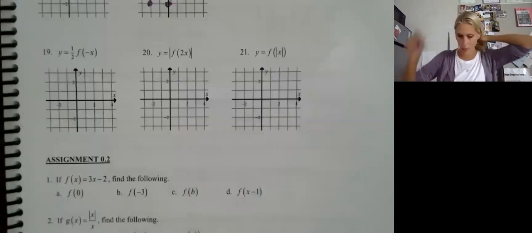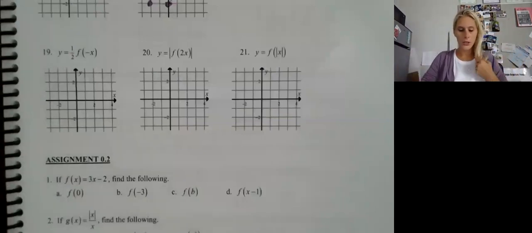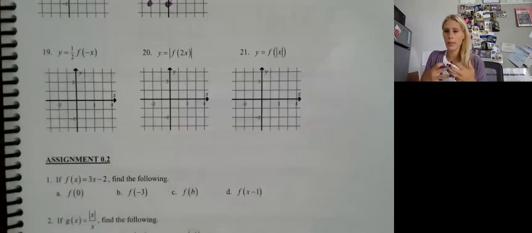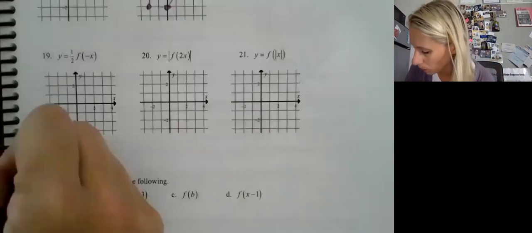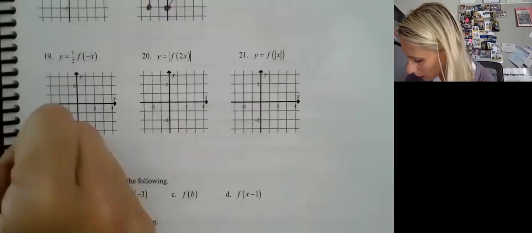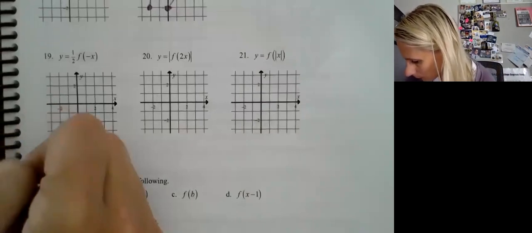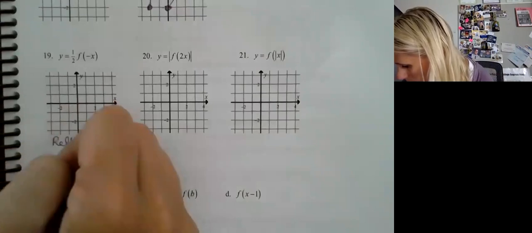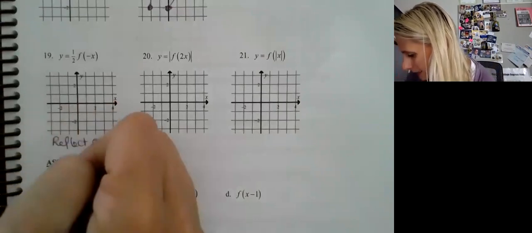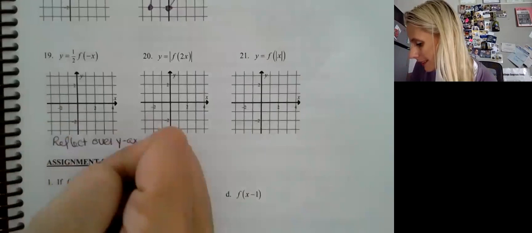All right, let's talk about what's happening here. When you do multiple transformations, the first thing to do is the inside, and then when you do the outside, go left to right, like you read. So the first thing this tells me to do is reflect over the y-axis. It's the y-axis because this is negative x inside.